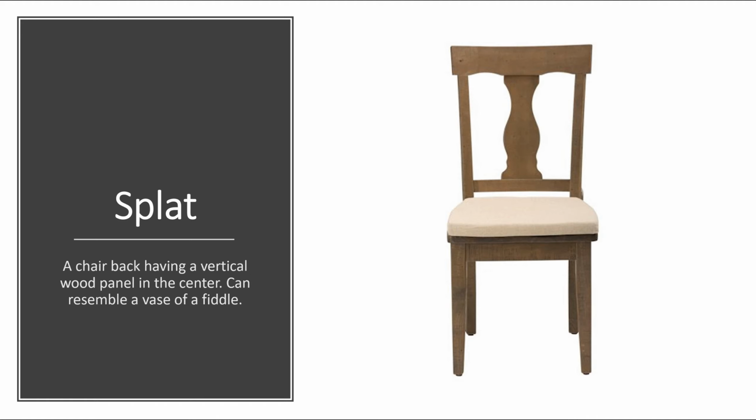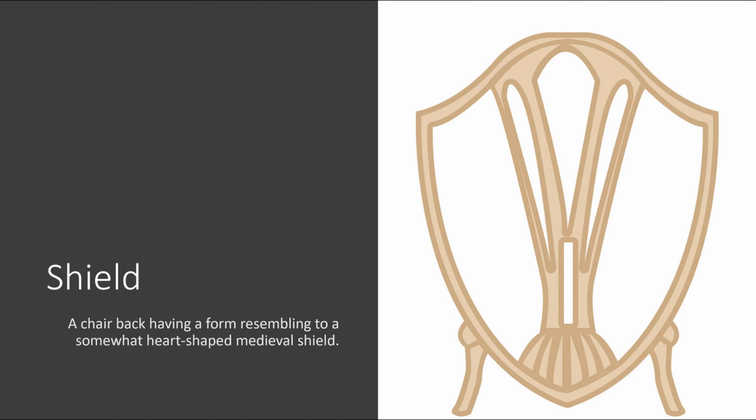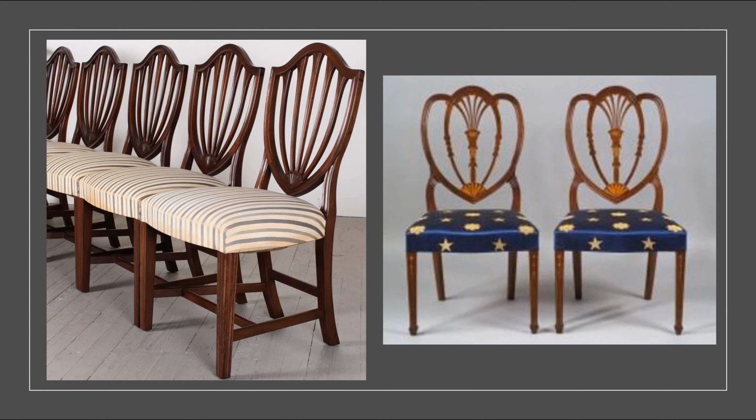So here's your splat back, and some examples of those being used. It's a solid piece of wood in the middle of your chair. The one on the right side has a tree carved into it, so it can resemble certain things if you'd like. And then we have our shield back chair. This is a chair back having a form resembling a somewhat heart shape or medieval shield. Here are some examples of those being used.